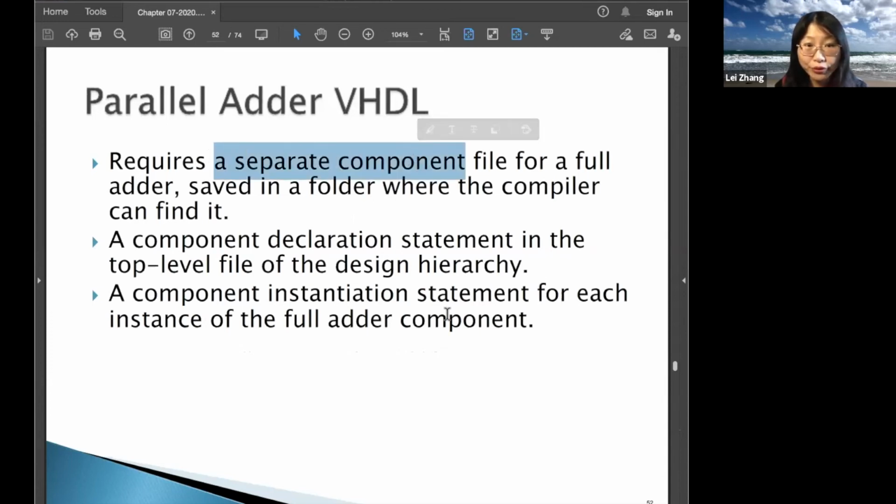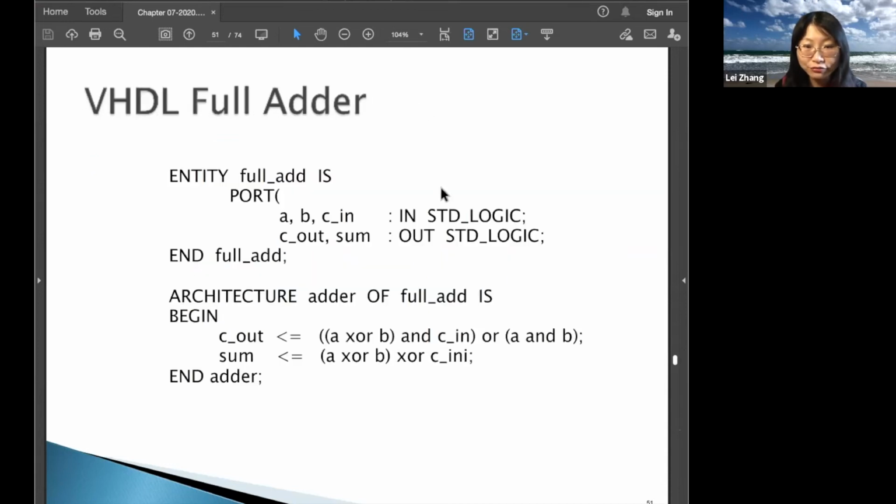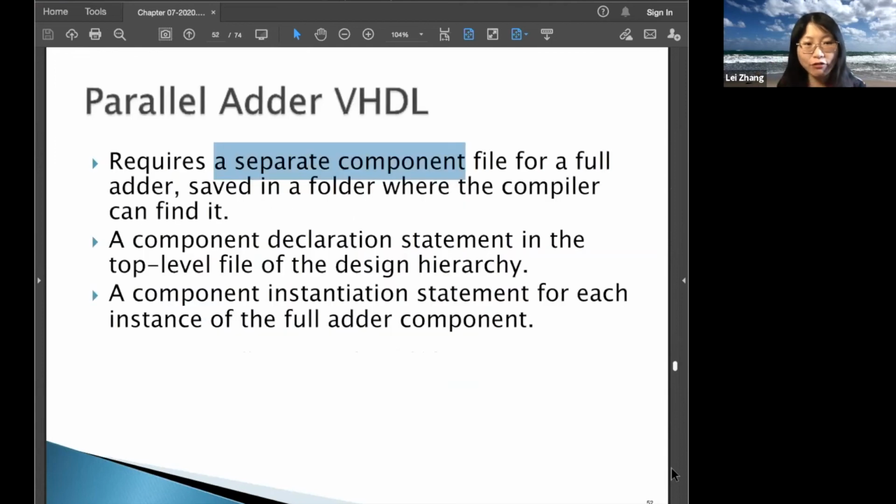What is a separate component? Is this file we just saw? This is a VHDL code, standalone VHDL code for 1-bit full adder. And we are going to use it as a component in our top level VHDL. So this top level VHDL will include this component and then use it 4 times for the 4-bit.